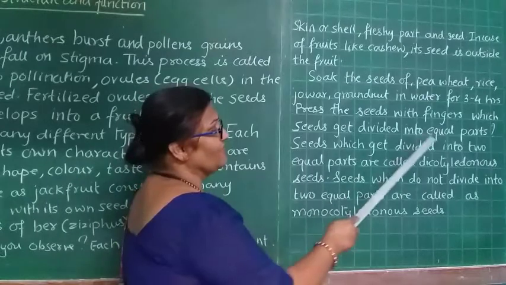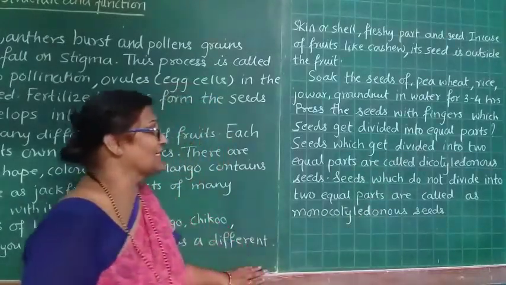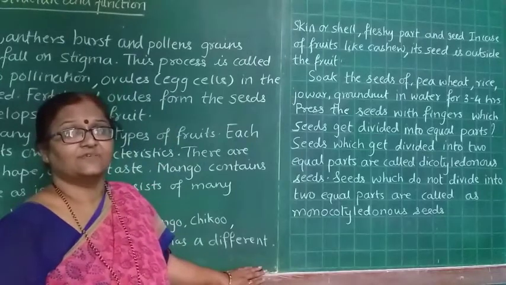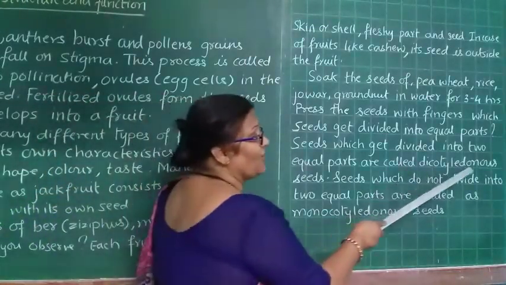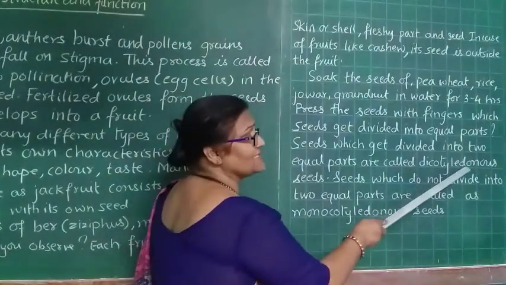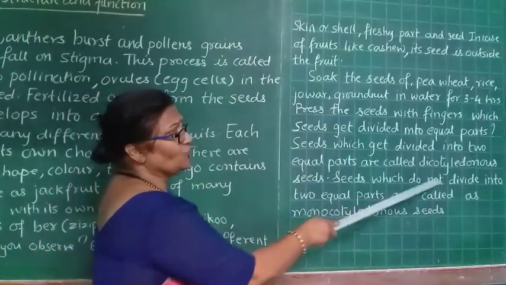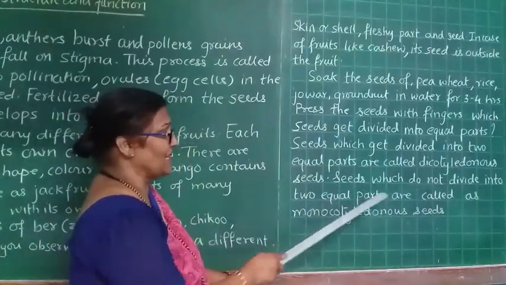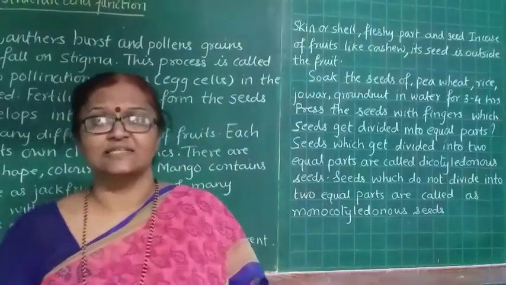Seeds which get divided into equal parts are called dicotyledonous seeds. The seeds which get divided into two parts are called dicotyledonous seeds. Di means two, cotyledon means seed cover. Seeds which do not divide into equal parts are called monocotyledonous seeds.